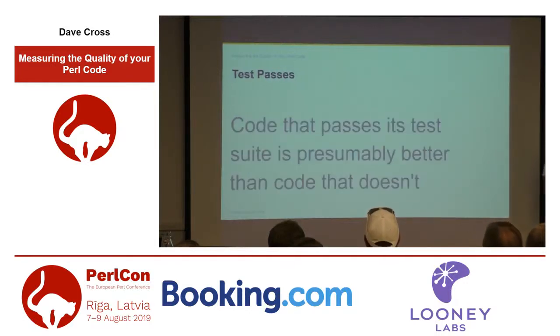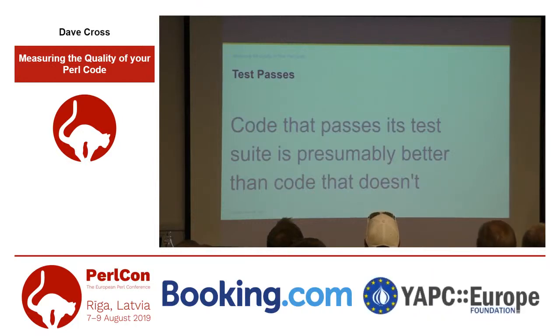Let's look at the four in a little bit more detail. I think this is probably uncontentious: code that passes its test suite is presumably better than code that doesn't pass its test suite. If there's a failing test in your test suite somewhere, there's probably a problem in your code, or in your test suite, which is part of your code.